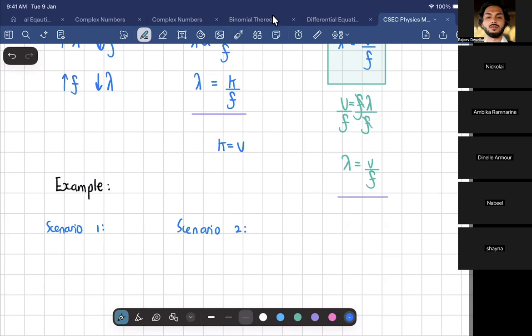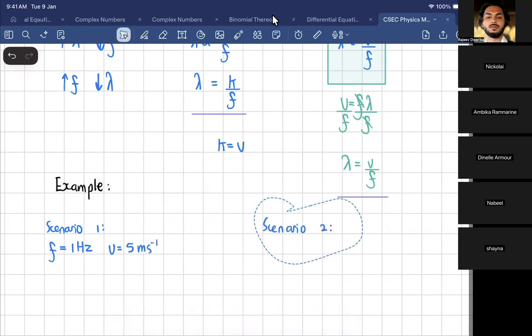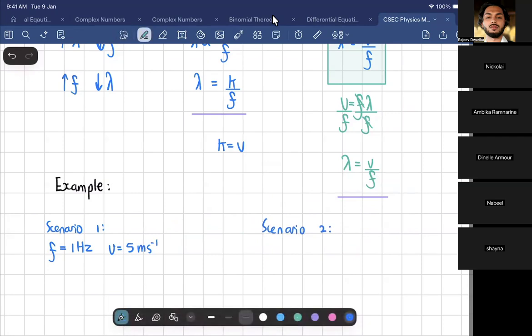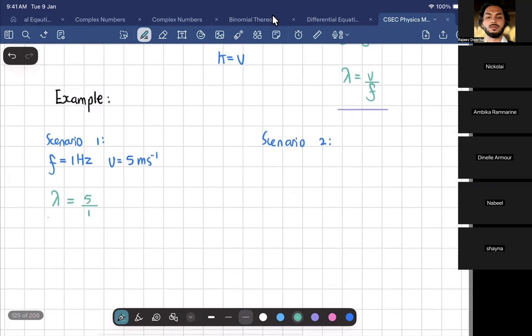So Nikolai, let's just say in scenario one, we have a frequency of 1 hertz and we have a velocity of 5. If this is the case, when I find the wavelength, it's going to be V over F, right? So what is V? V is 5 meters per second. And the frequency is? 1 hertz. What is 5 over 1?